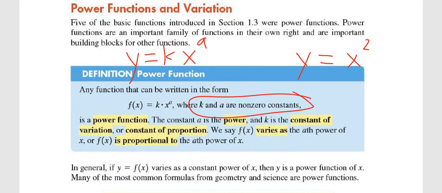Does it fit the definition, yes or no? Yes, it does. What is the k value? k is equal to 1. a is equal to 2. Are those both non-zero constants? Okay, you have a winner.